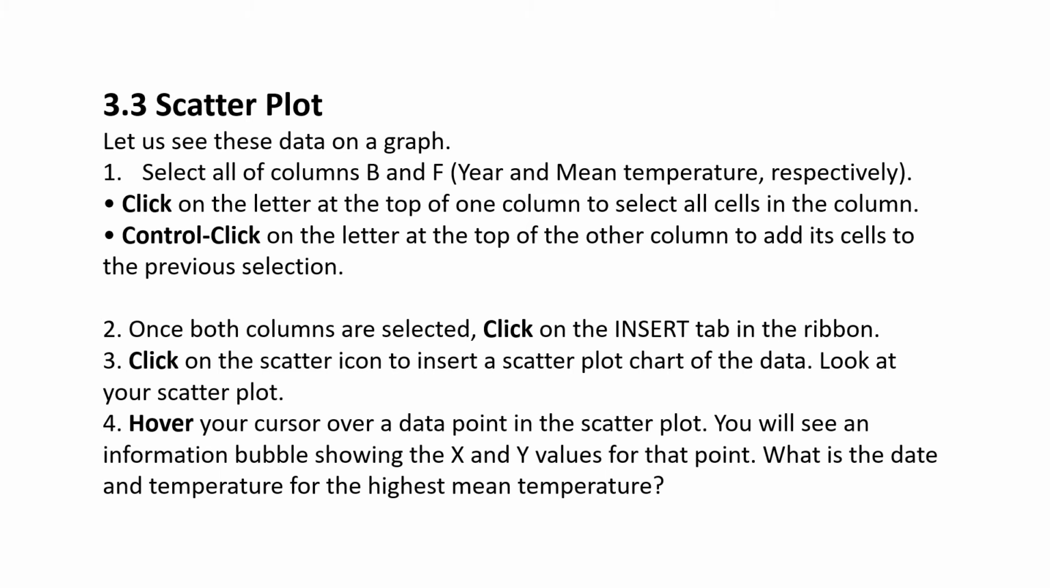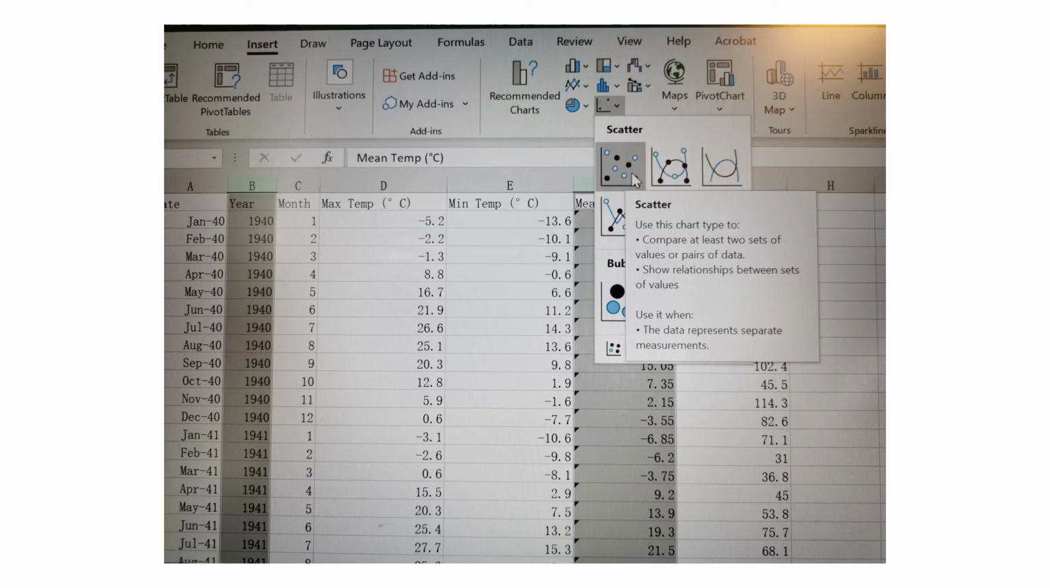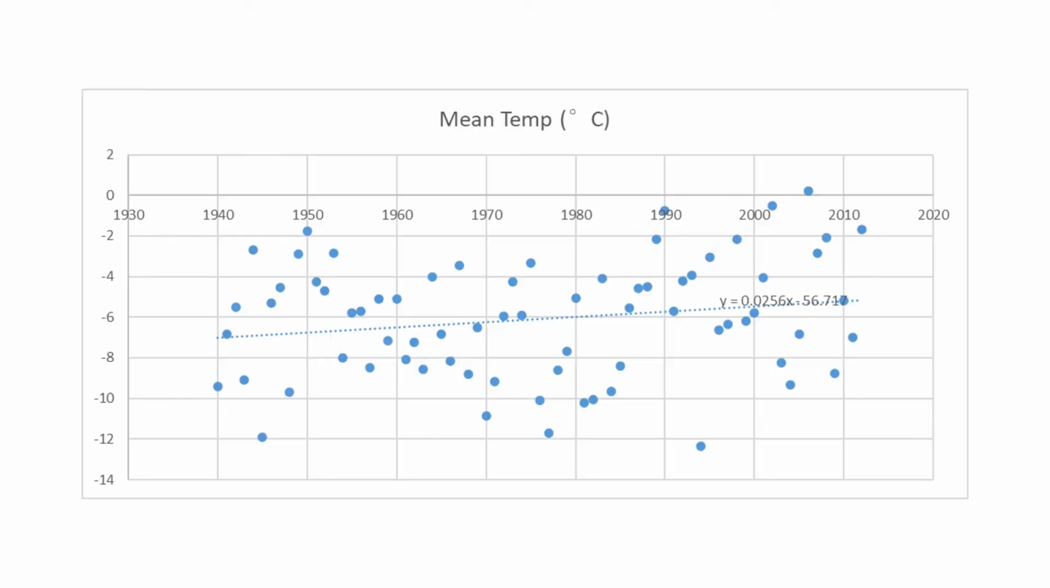Look at your scatter plot. Hover your cursor over a data point in the scatter plot. You will see an information bubble showing the X and Y values for that point. This figure shows how to find and make a scatter plot in Excel. And you will see your scatter plot after you have done the above-mentioned steps.